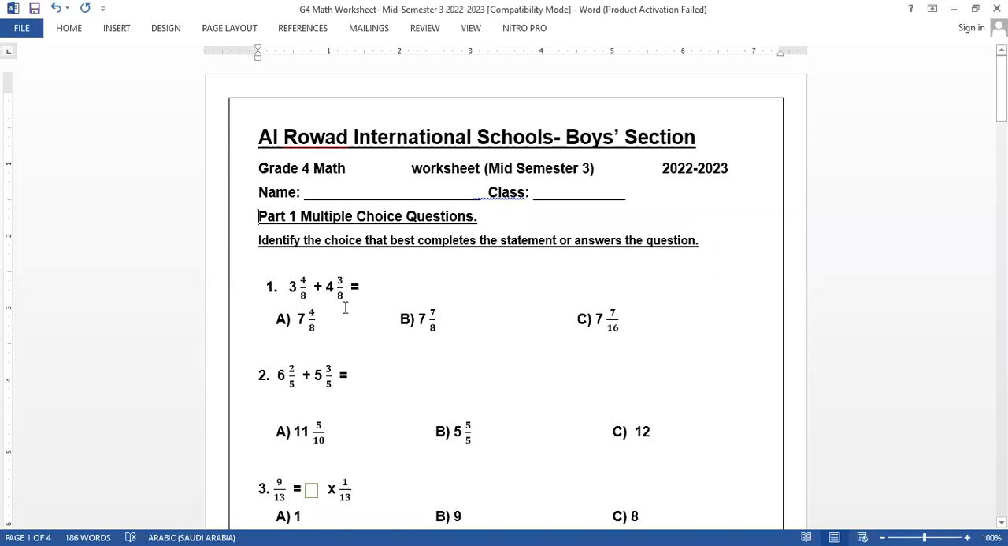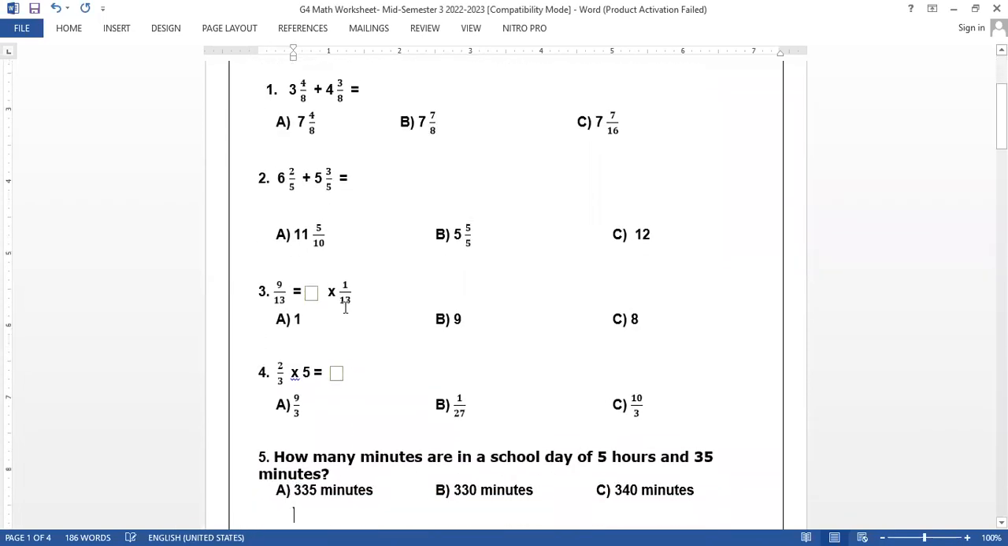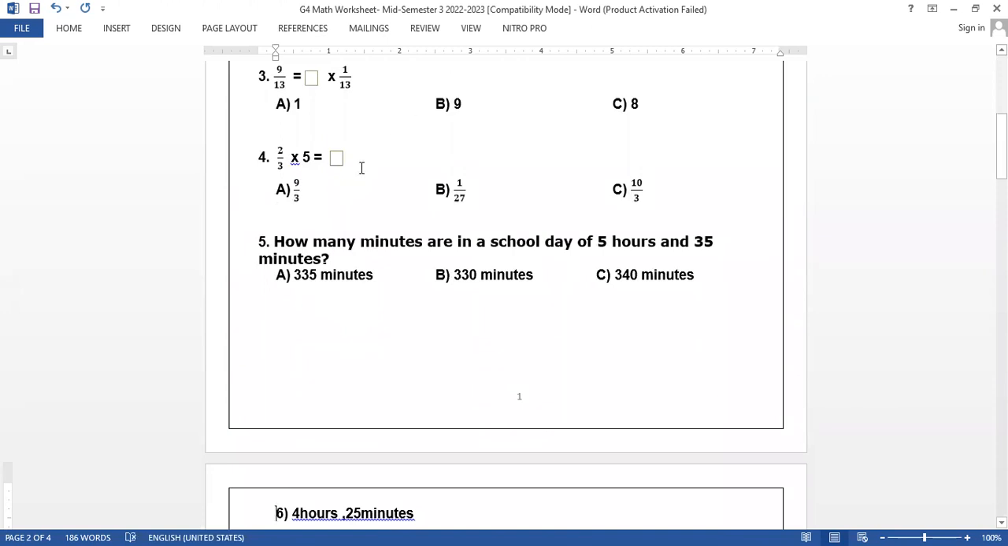Another question. Question number 4. Same idea of the previous question. Fraction multiply a whole number. When you multiply a fraction by a whole number, you keep the denominator. We don't touch it. 3, I keep it as it is.